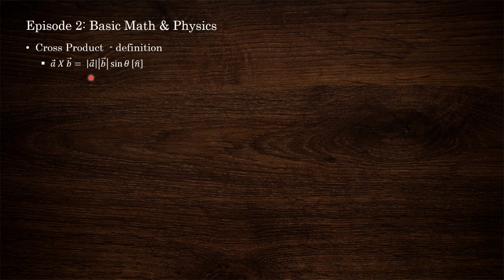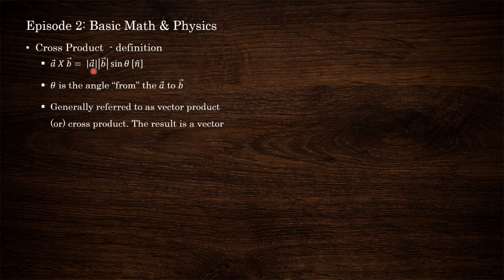So the cross product is actually perpendicular and it's away from a plane, if A and B were in the same plane or in parallel planes. So let's look at that a little more. As I had mentioned, theta is actually the angle from A to B. And because it's from one to another, we know that it's not going to be commutative. Generally, this is referred to as a vector product. So like how dot product is a scalar product, cross product is a vector product. And the result of a cross product is a vector. So it's important to note that.